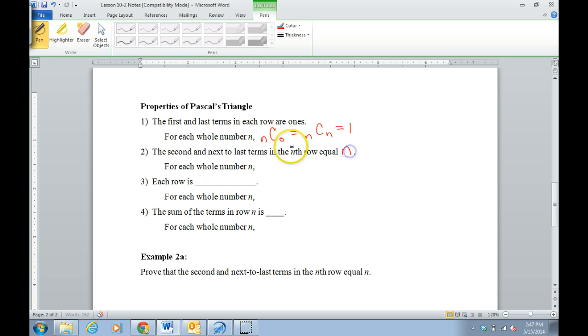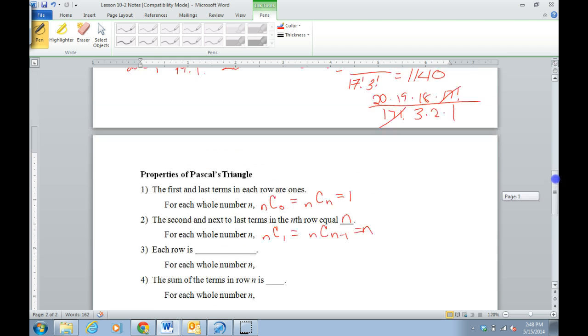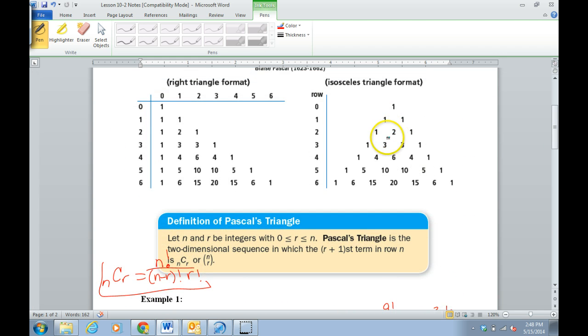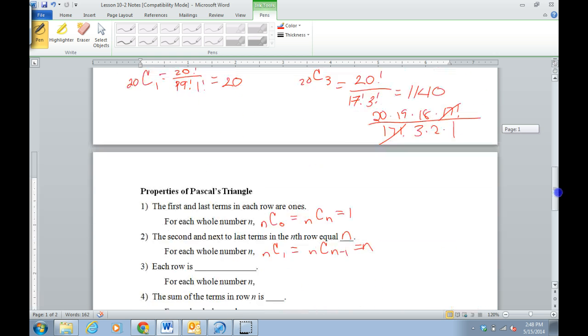Okay, the second and next to last terms in the nth row are always equal to n. So for each whole number n, n choose 1, and n choose the one next to the last, which is n minus 1, you're going to have n. If we go back to our little triangle real quick, notice that here we have 3 and 3. That's the second and the next to last. 4 is the second, 4 is next to last. 5 is the second, 5 is next to last. That's the pattern that we see.